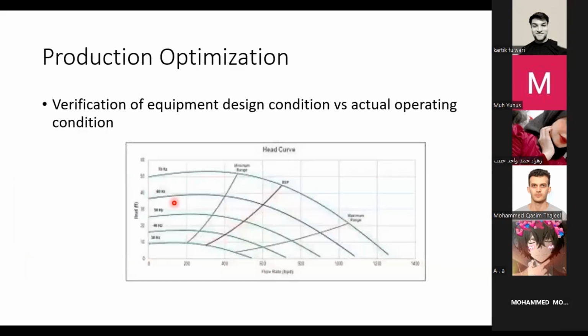Another method that we use in production optimization is verification of equipment design condition versus the actual operating condition. For example, if we have an ESP, electrical submersible pump, running in the well, we need to see whether the operating point is within the ROR or outside the ROR. You know that the ROR is the recommended operating range. The company that we're running the ESP from provides that curve, so we can operate our equipment with our operating point within the ROR.